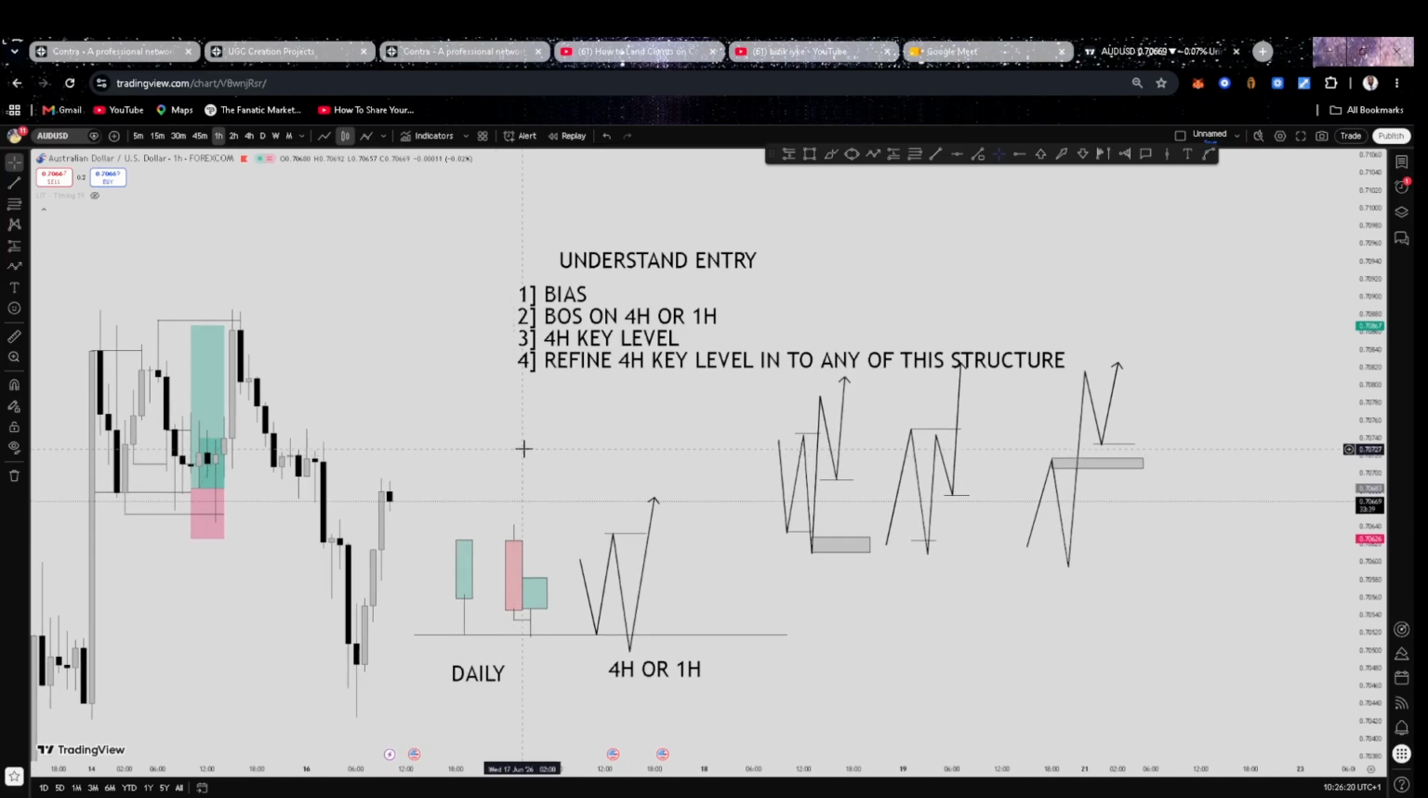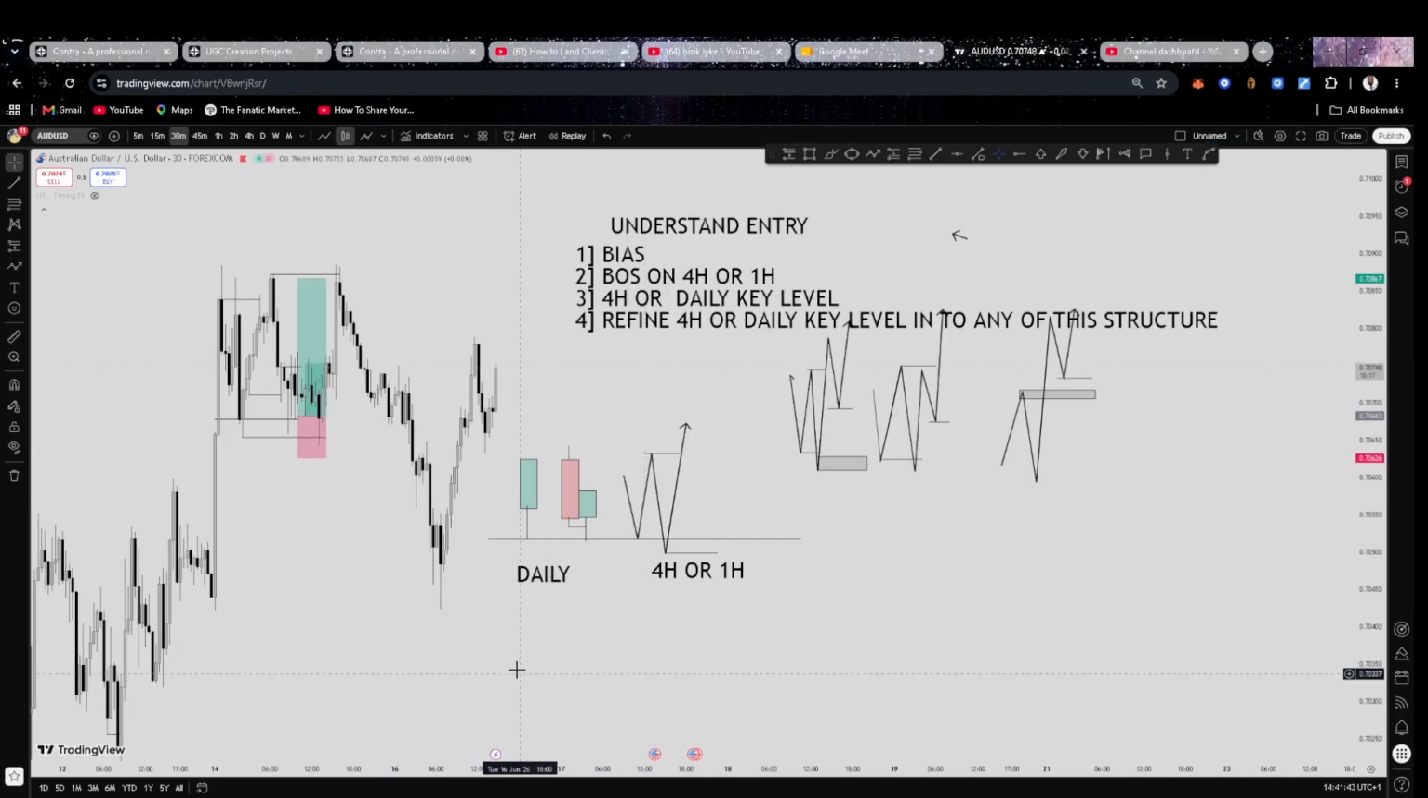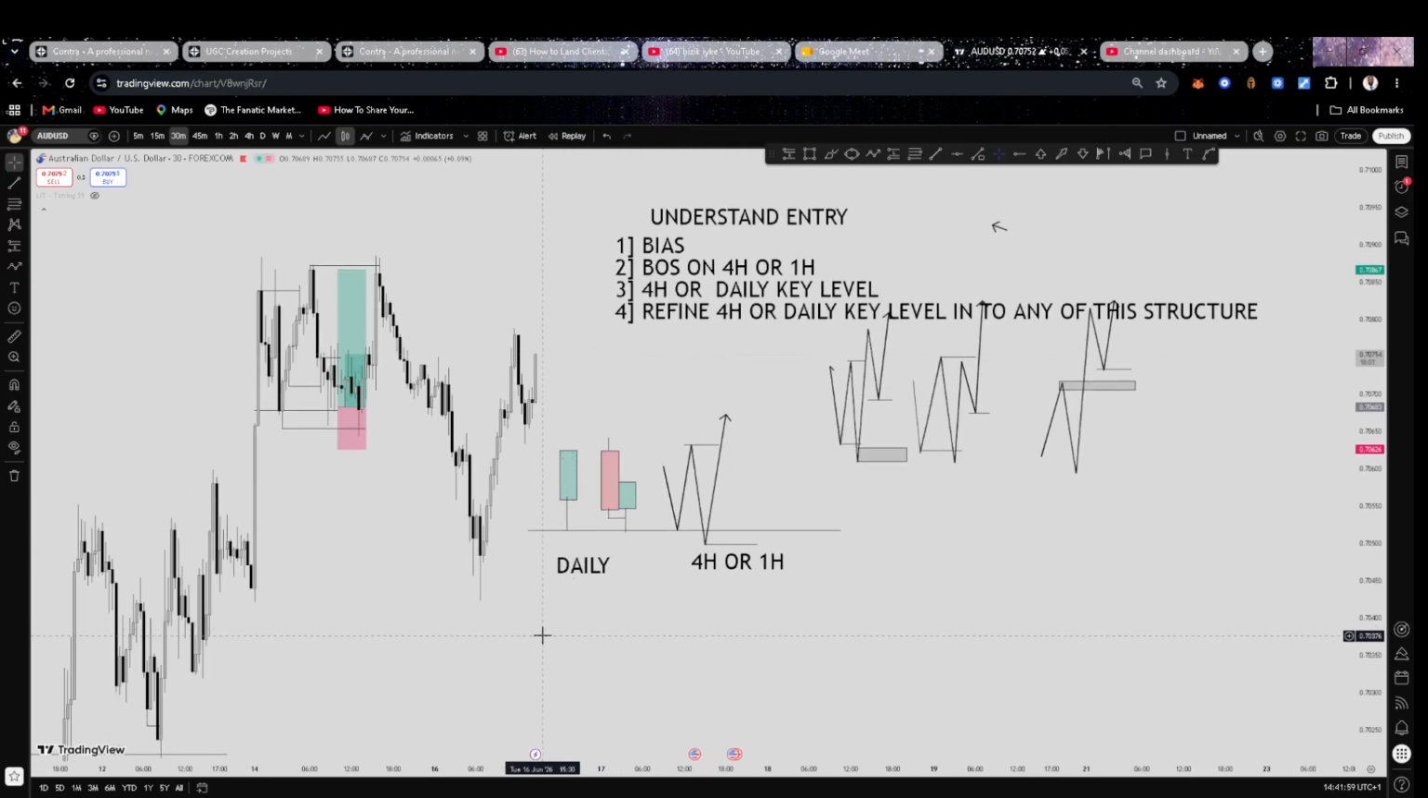And we are going to start with bias. Whenever I want to execute, I make sure I understand the higher time frame bias. What is the higher time frame telling me? Are we bullish? Are we bearish? You need to know where price is going for that day. You need to understand if price is bullish or bearish for that day to save yourself from unnecessary losses. And you need to understand how to mark out valid key levels. This key level will help you push price in that direction.